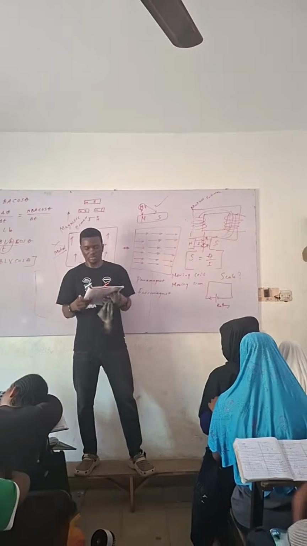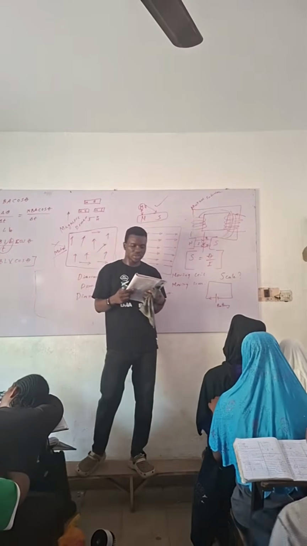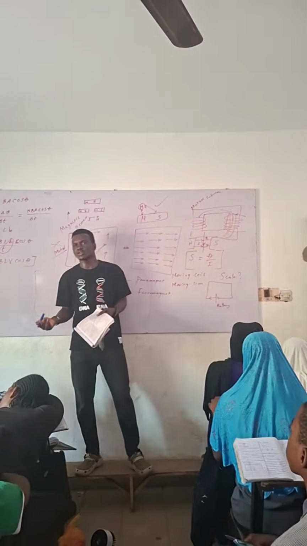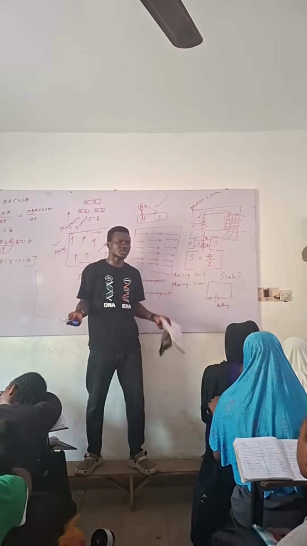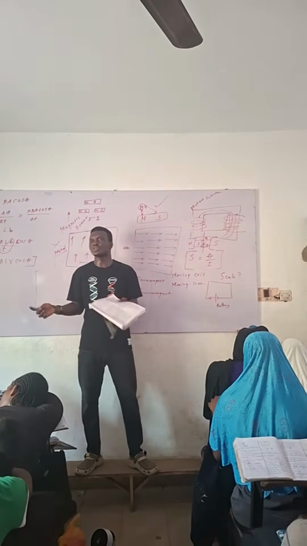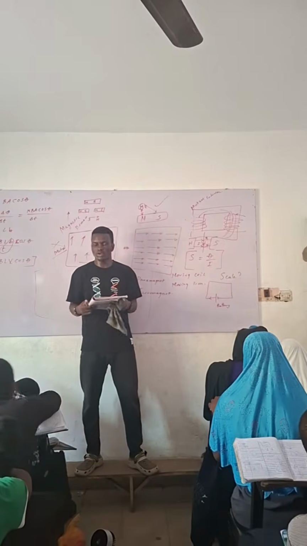But let's look at the other options. Option D, lead acid accumulator. That is also DC. That's a battery. That's the battery you have in your car.